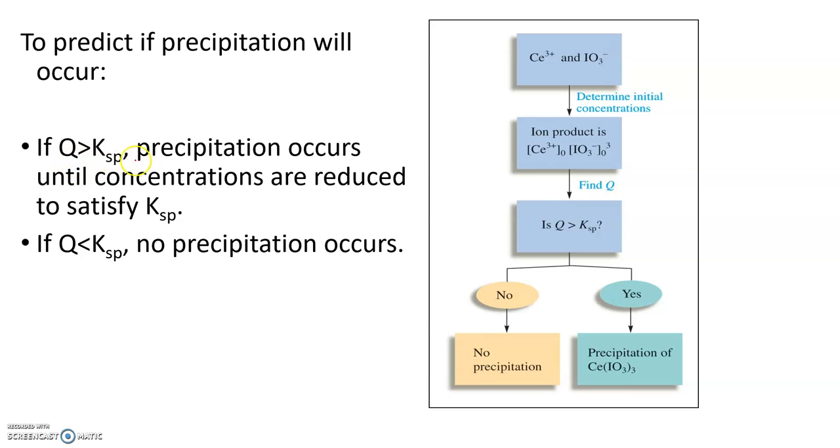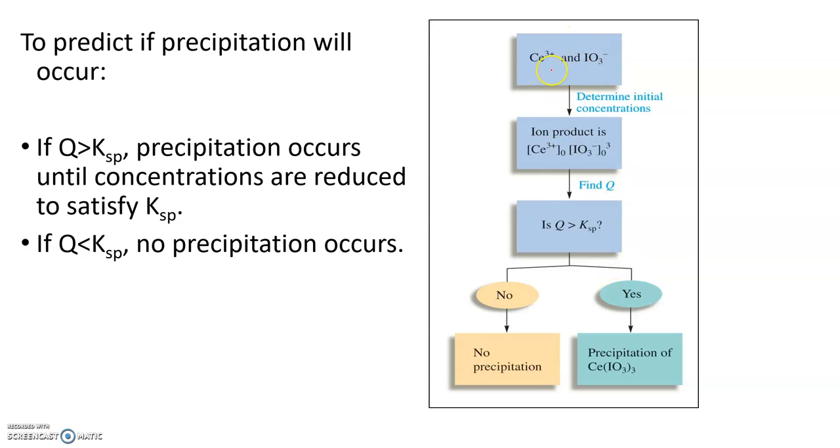If Q is larger than the KSP, then a precipitation will occur, and it occurs until the concentrations are reduced enough to satisfy the equilibrium, the KSP. On the other hand, if Q is less than the KSP, then no precipitation occurs. This diagram on the right side of the slide walks you through the process that you would take every time you were given a question like this.